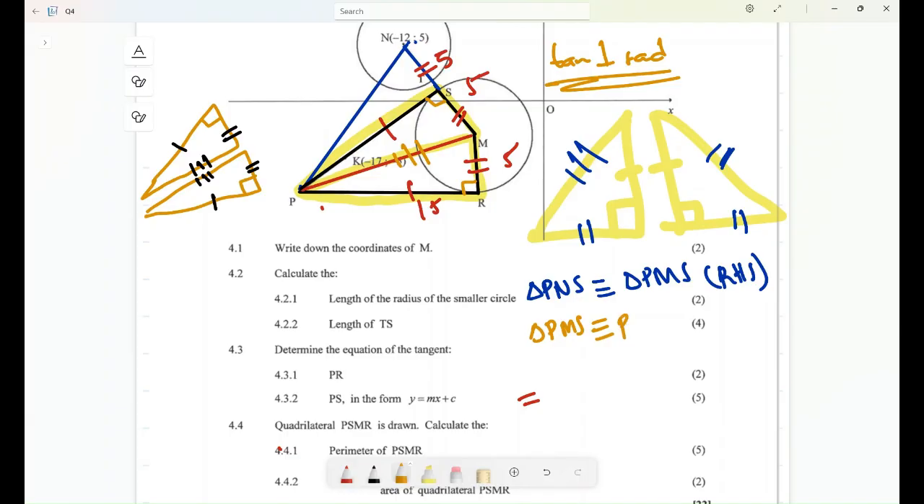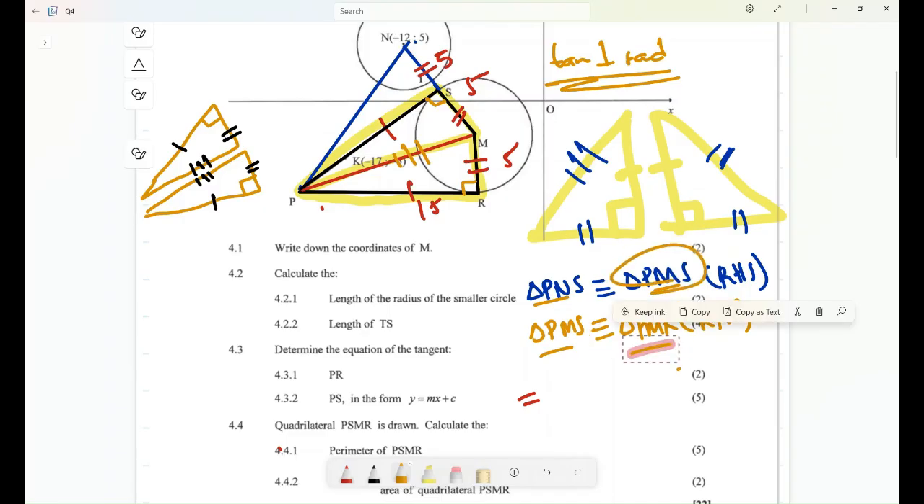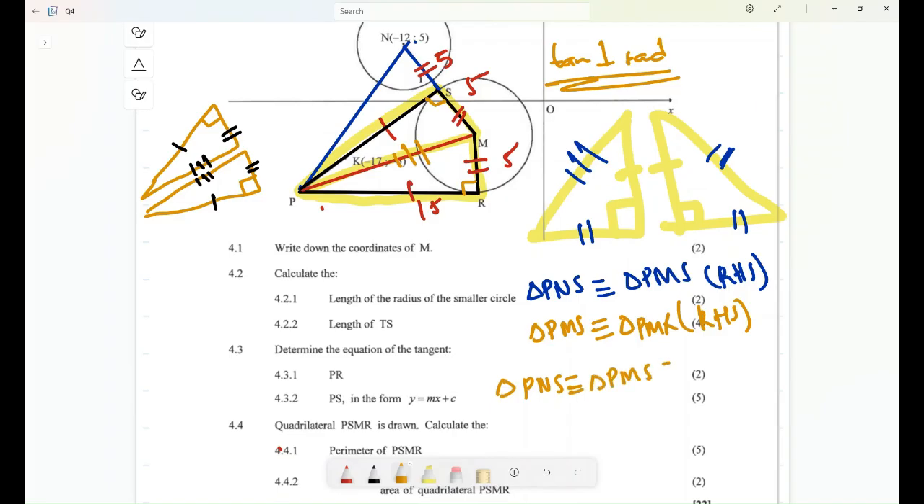So it's going to be congruent to triangle PMR, with RHS. But now, can you see if this is congruent to that? Let me say if this is congruent to this and also this is congruent to this, similarly it means now this is congruent to that. So what we can do, we can say now triangle PNS is congruent to triangle PMS, which is also congruent to triangle PMR. Now let's see how that is going to help us.